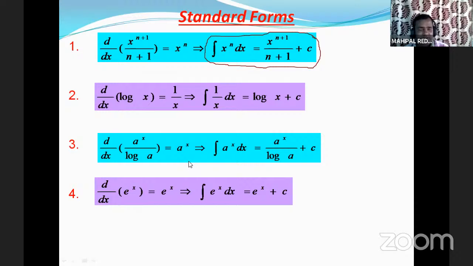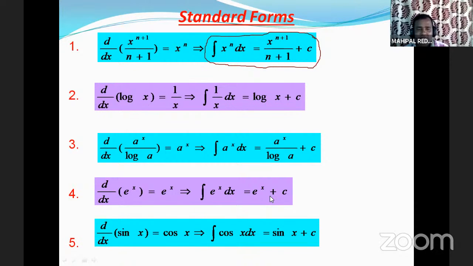And the next one is the derivative of e power x. Differentiation of the exponential function is the same exponential function. So it implies integration of e power x dx equals e power x plus c. And the fifth, now trigonometric functions. The derivative of sin x equals cos x. The derivative of the sine function is the cosine function. That's why the integration of cos x with respect to x equals sin x plus c.